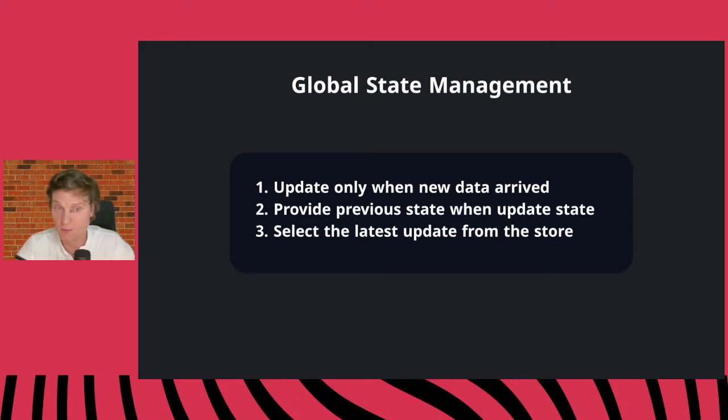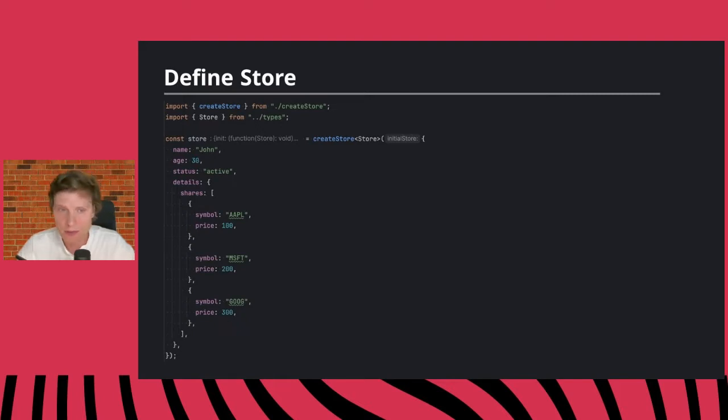So yes, of course, we need to be able to update the store, but only when we need the data. Then we need to provide the previous state when we update the state, the same as we do when updating state in React. We have to obtain that previous state in order to manipulate it. And of course, select the latest update from the store. So these are the three main points we will achieve. About scalability, we will talk a little bit later, but this is the most crucial thing.